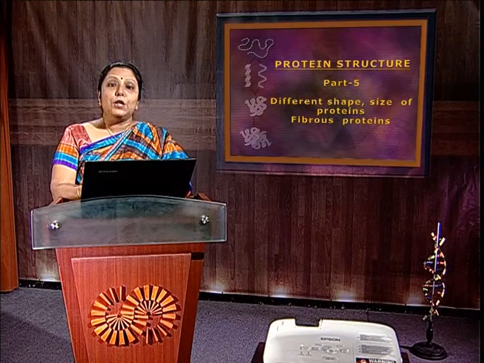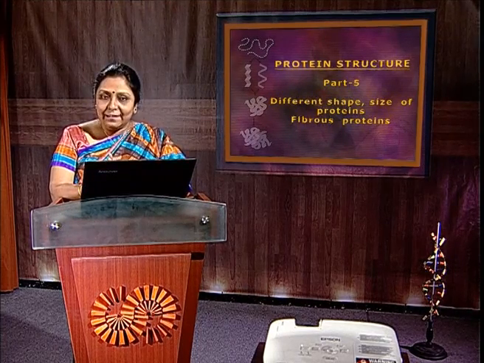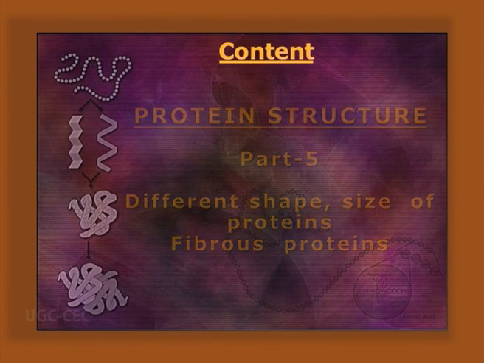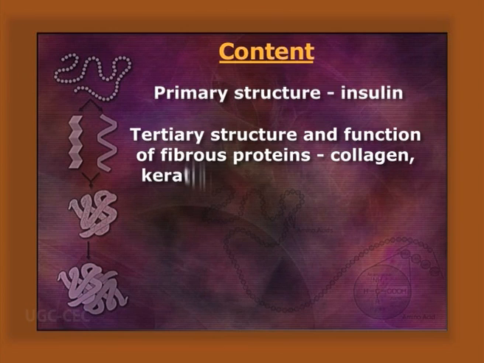Hello viewer, today I will talk about different shape and size of the protein as well as the structure and function of the fibrous protein. I will talk about the primary structure of insulin, tertiary structure and function of fibrous protein like collagen, keratin, elastin, fibroin as well as actin.